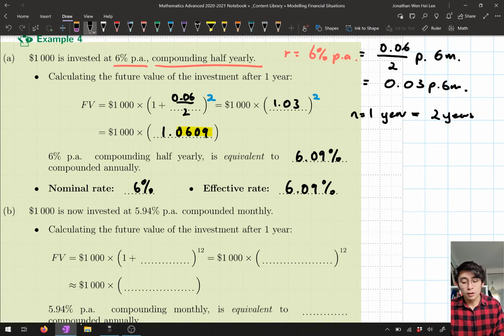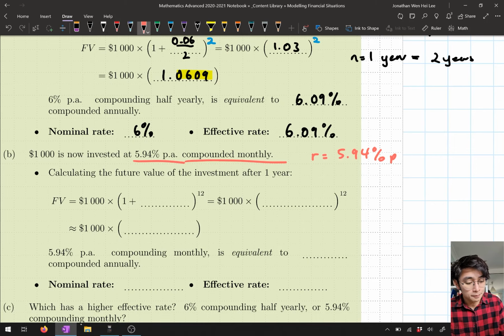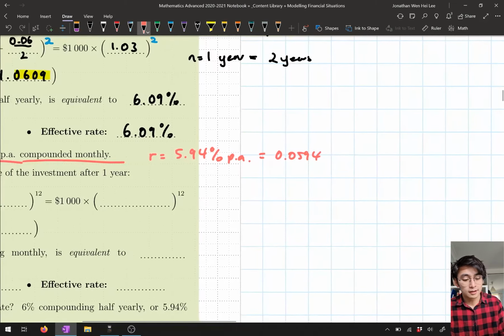Okay, let's have a look at this next example though, so let's compare it here. $1,000 is now invested at 5.94% per annum, and this is compounded monthly. Our interest rate is 5.94% per annum, which is 0.0594 as a decimal. But here it's compounded monthly, so we want a monthly interest rate. We take this 0.0594 and divide it by 12, and that is our monthly interest rate.